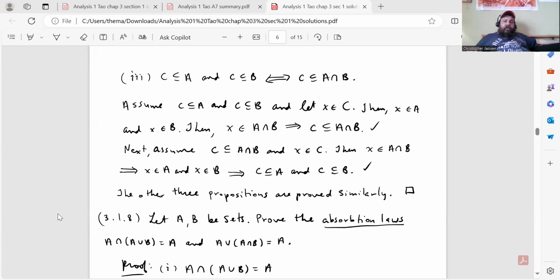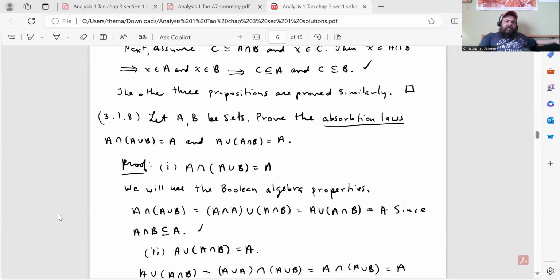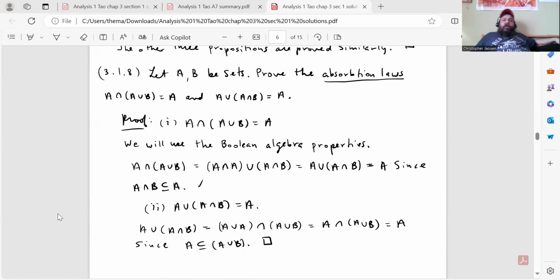And then next we assume that C is a subset of A intersect B, and X is an element of C. Then X is an element of A intersect B by the definition of subset, which implies that X is an element of A and X is an element of B, which implies that C is a subset of A and C is a subset of B, just by definition. And then, like I said, the other three propositions are proved similarly, so I just skipped them. All right. And again, I apologize for my clearing my throat all the time, but there's nothing I can do about it.